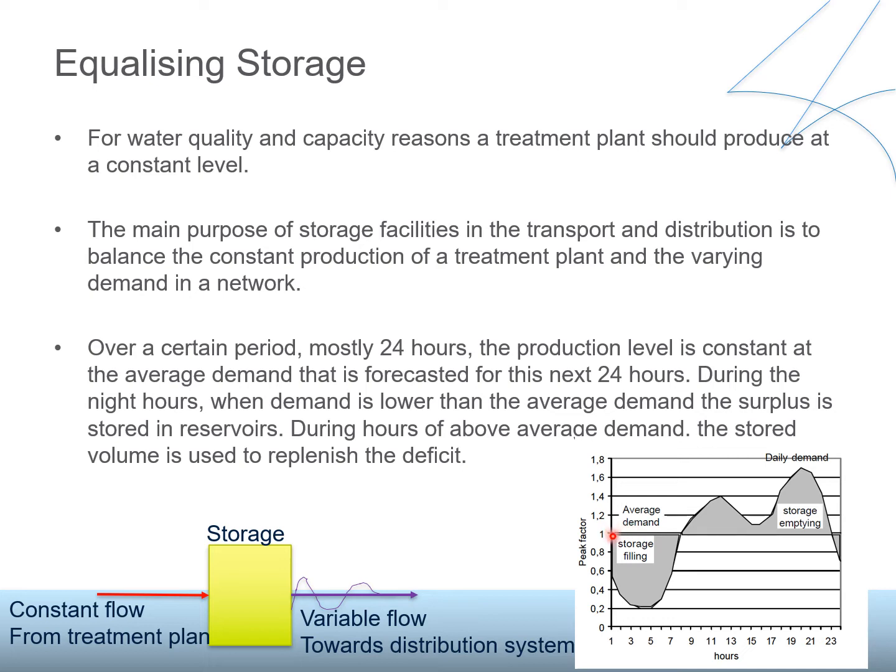If we plot the usage of water for 24 hours, we'll see this is the period when we have higher demand, and this is the period where we have the lower demand. So during the period of lower than average demand, we fill the storage, and during the period of demand which is higher than average daily demand, we use the water from storage. And that is the function of the equalizing storage, to balance the demand from constant supply.